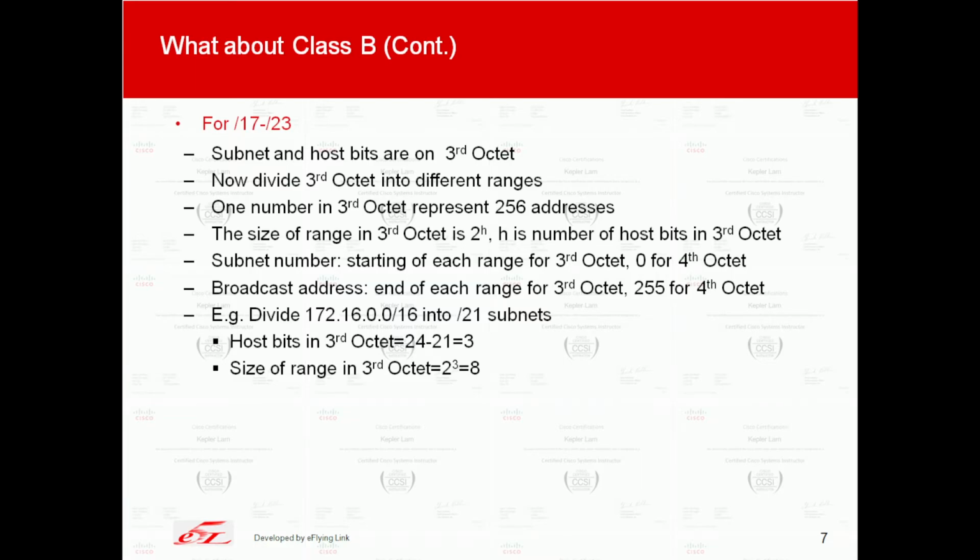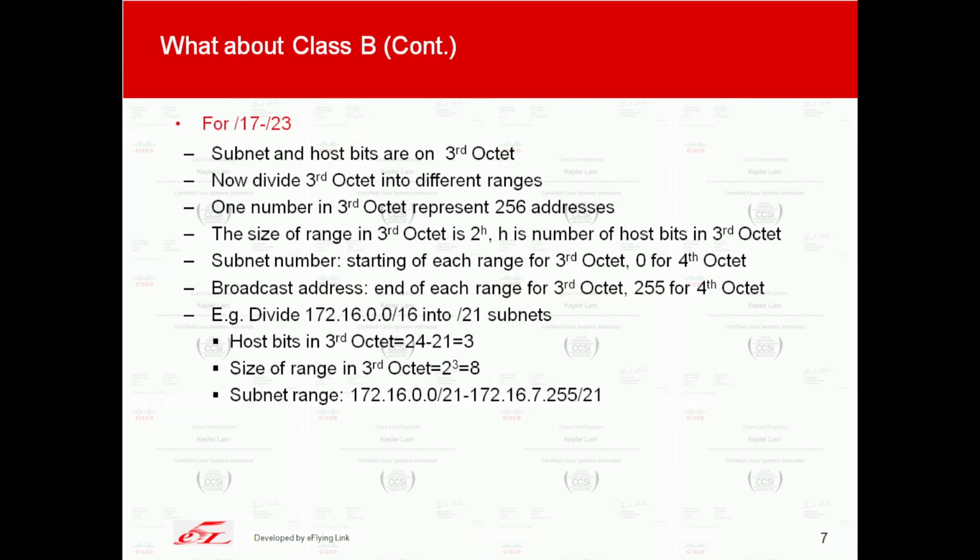Then we start the third byte as 0 and then increase it by 8 each time to get the subnet numbers. That means the first subnet is 172.16.0.0/21. But what is the broadcast address of this subnet? It will become 172.16.7. Why is it 7? 7 is 0 plus the size, which is x, minus 1, right? Remember that you need to minus 1.